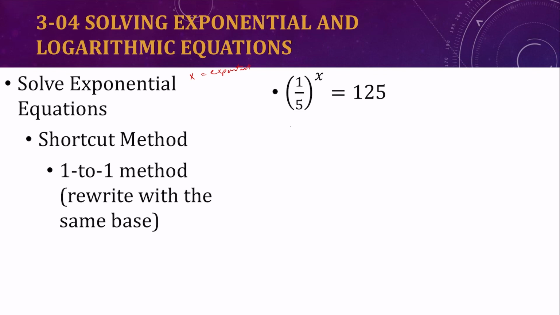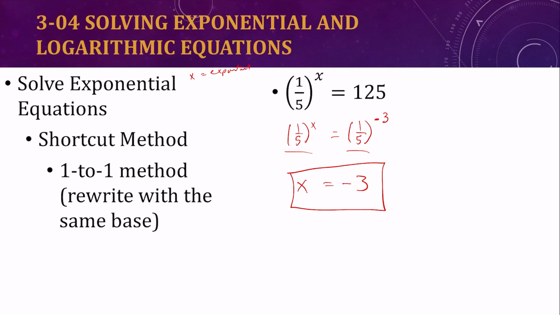All right, so the left side, the base is 1/5. We could rewrite 125 with a base of 1/5. Well, it's reciprocaled, so we have a negative exponent. And 5 to the third power is 125. So 5 to the 3 is 125, and because it's reciprocaled, it's negative. And then we say, oh, the bases are the same, therefore the exponents are the same.